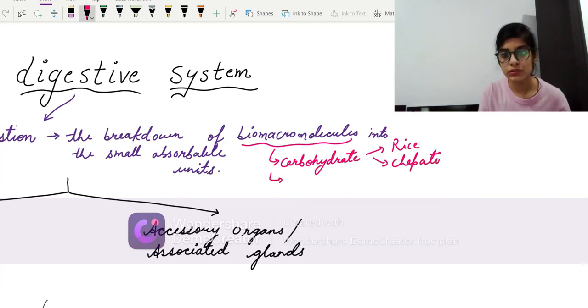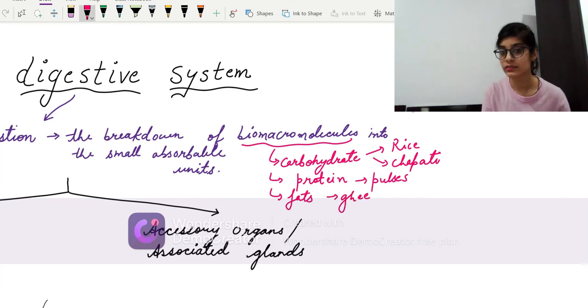The second food which we eat is protein. We all eat pulses. It contains protein. Third, fats. We eat ghee or butter. It consists of fats. Fourth one is vitamins, right? And the fifth one is minerals. So these are the components of food which we eat in our diet, and these are called biomacromolecules.